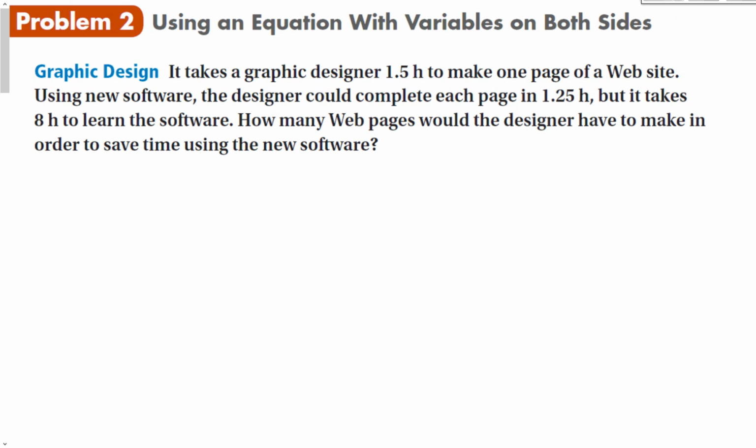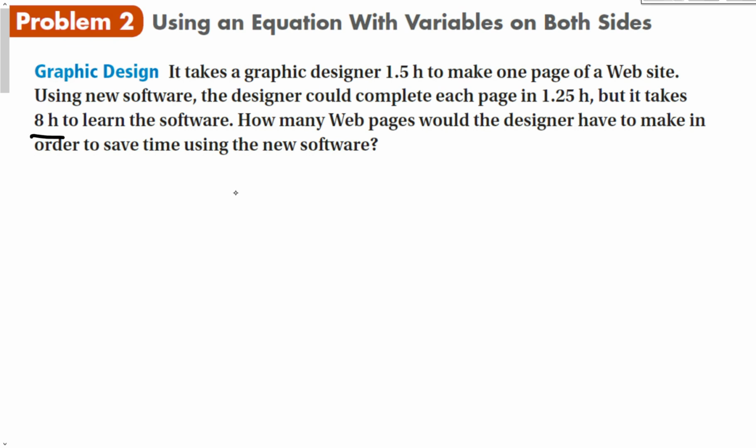Let's try a word problem. It takes a graphic designer 1.5 hours to make one page of a website. Using new software, the designer could complete each page in 1.25 hours, but it takes 8 hours to learn the software. How many web pages would the designer have to make in order to save time using the new software? Well, obviously, an hour and a quarter is better than an hour and a half. So eventually this new software will be more efficient. It's just we have to get past the 8 hours in order to learn this.